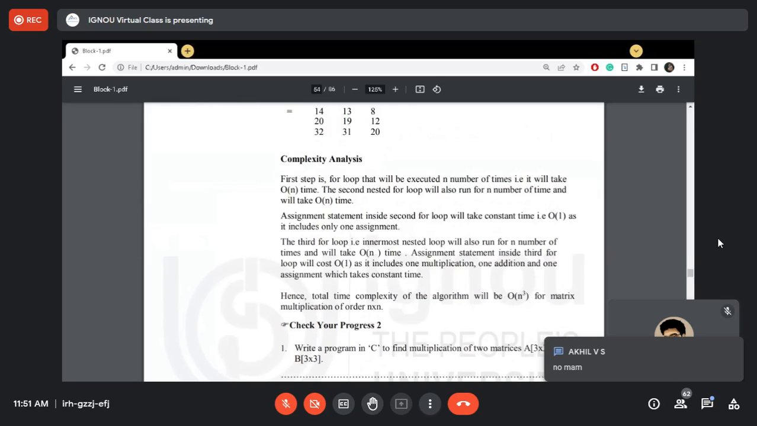So you have to calculate the total complexity. You have to write each and everything. For loop will execute n number of times in the first time. So that is big O n. After that, you have to consider the second loop, and you have to write assignment statement inside the second for loop, which will be constant time. So for that, we have to take a constant time, that is big O 1. Right? So the total complexity of this algorithm is big O n.